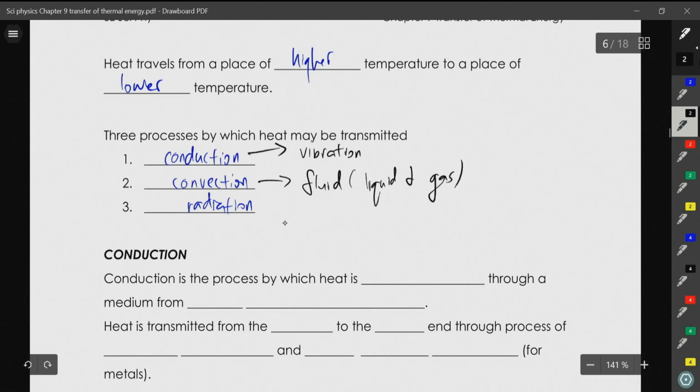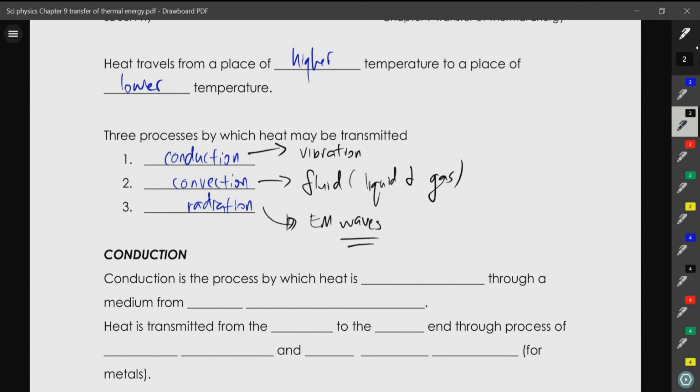For radiation, it transfers energy by means of EM waves. If you don't know what EM is at this moment, it's fine. Just think of it as waves. It transfers energy through unseen, invisible waves, and that's how radiation transfers heat, and therefore it can penetrate through any medium, be it solid, liquid or gas, or even vacuum.